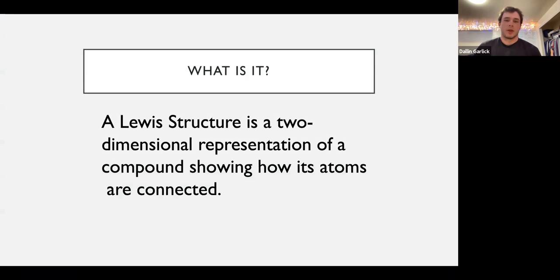So what is it? A Lewis structure is a two-dimensional representation of a compound showing how its atoms are connected. To put it in simple terms, it just displays how different atoms are connected and shows their bonds and valence electrons.